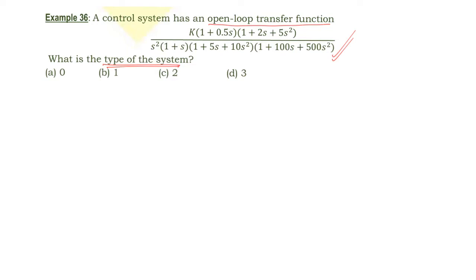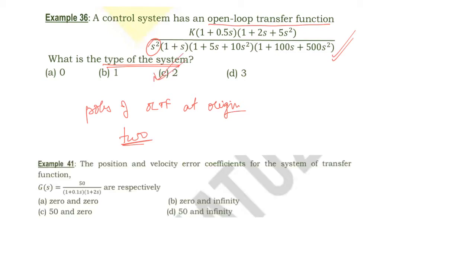What is the type? It is the number of poles of the open loop transfer function at origin, right? So if you see the transfer function, you have a term s square. Okay, so it means that you have two poles at origin. Then what is the type? It is simply 2.